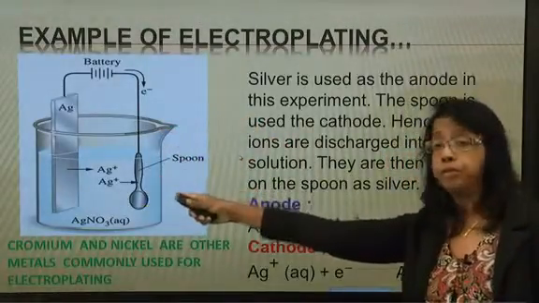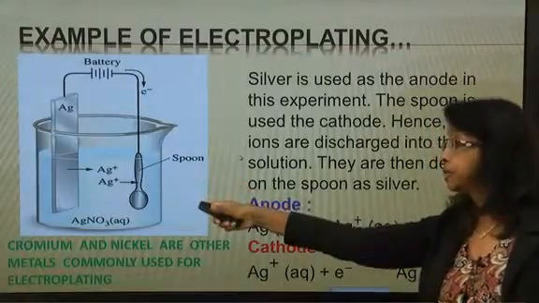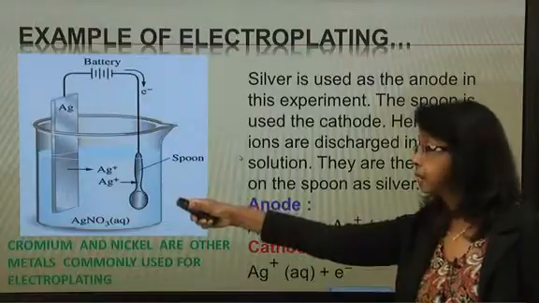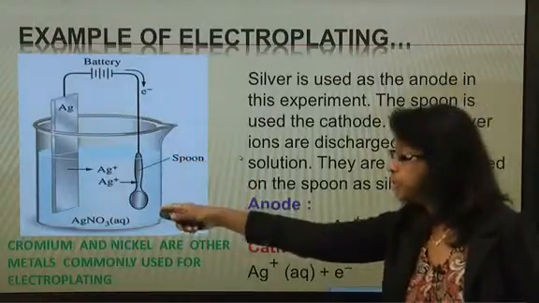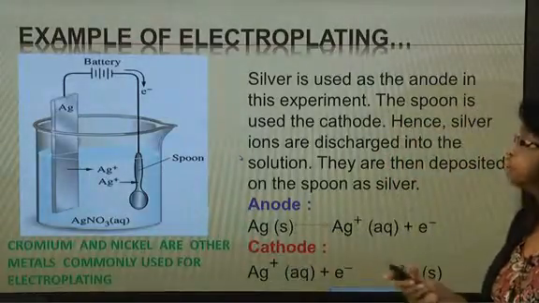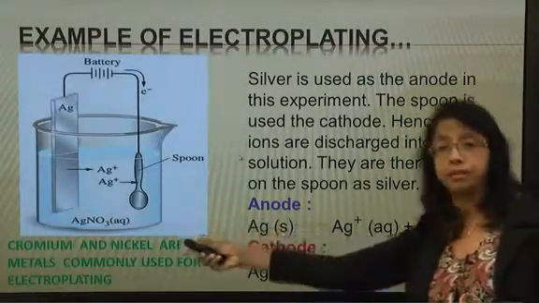Then whatever object we need to be electroplated, in this case a spoon, has to be used as a cathode, and it has to be totally dipped in a solution of silver nitrate. So if you're going to coat it with silver, the electrolyte has to be silver nitrate.